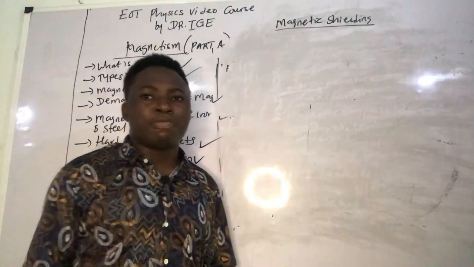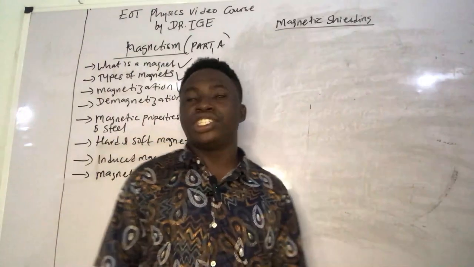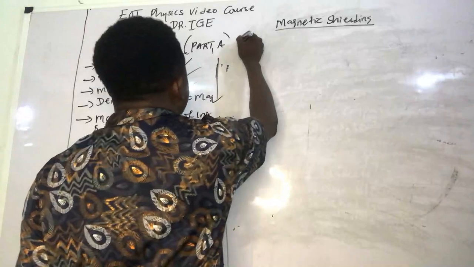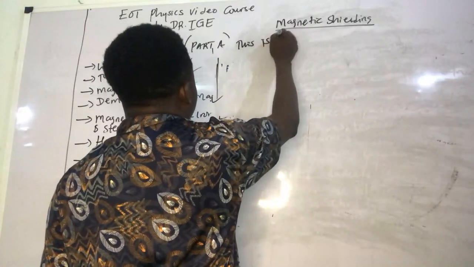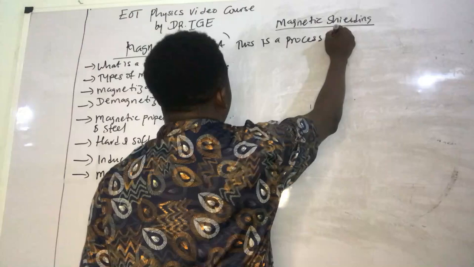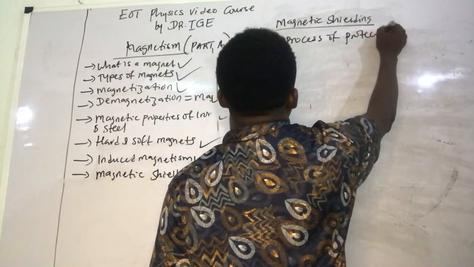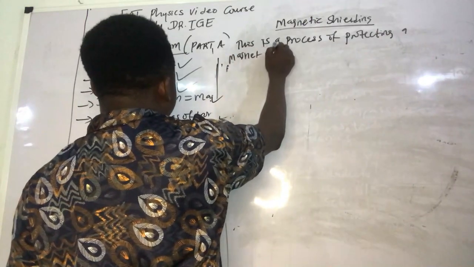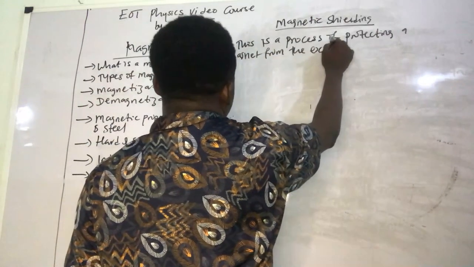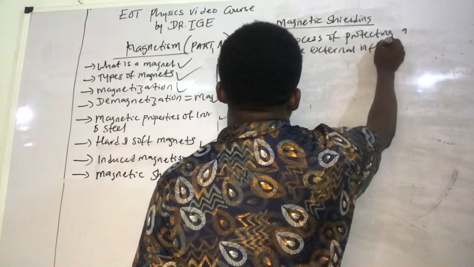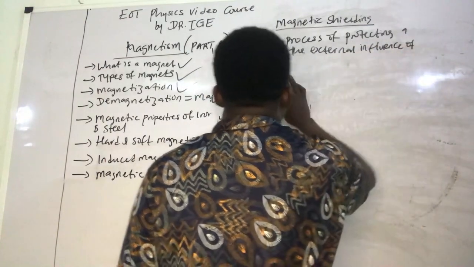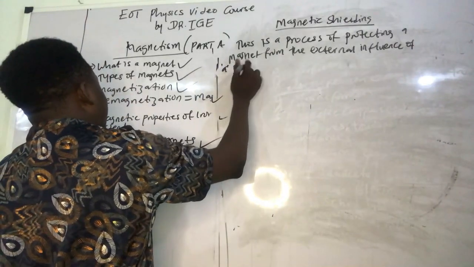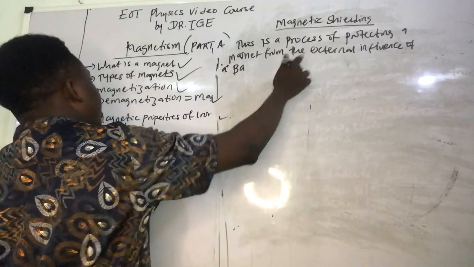Magnetic shielding. Now the question is, what is magnetic shielding? Very easy. Let me write. This is a process of protecting a magnet from the external influence of a bigger magnet now. Okay?